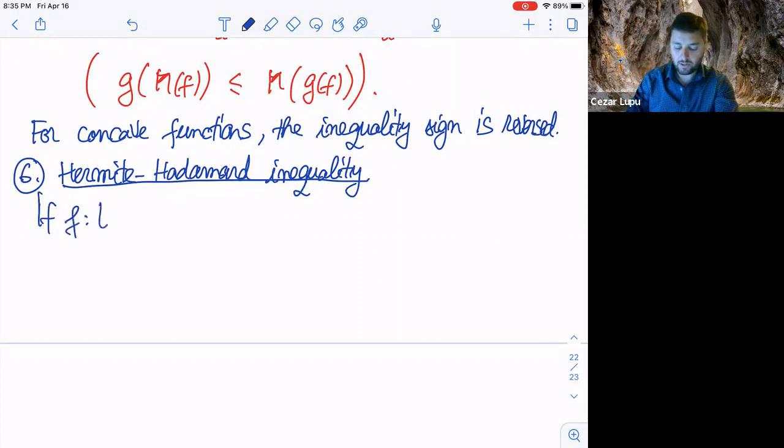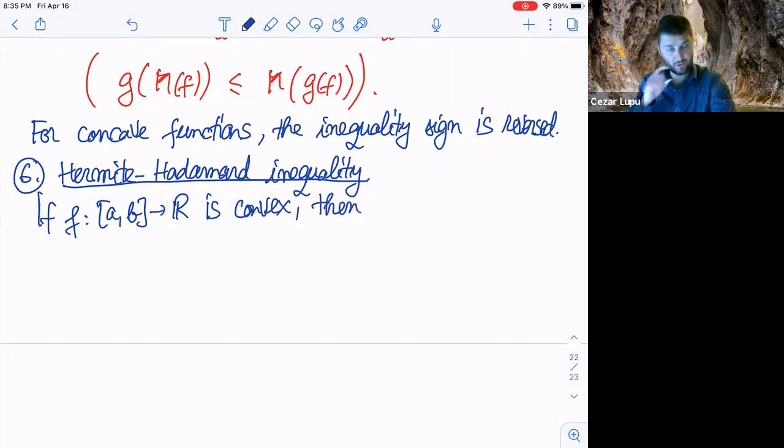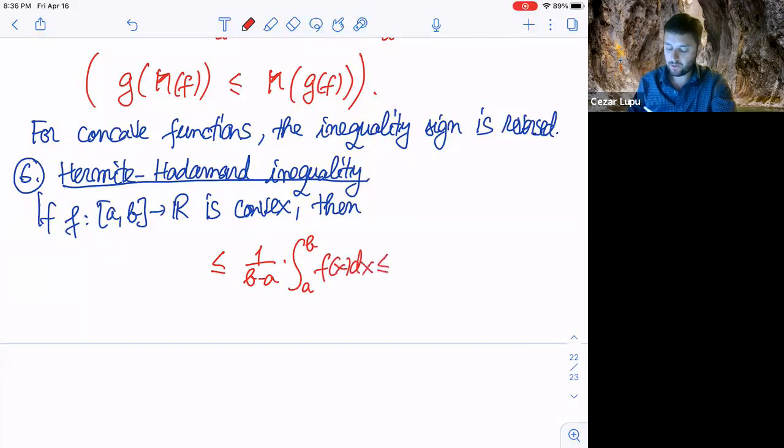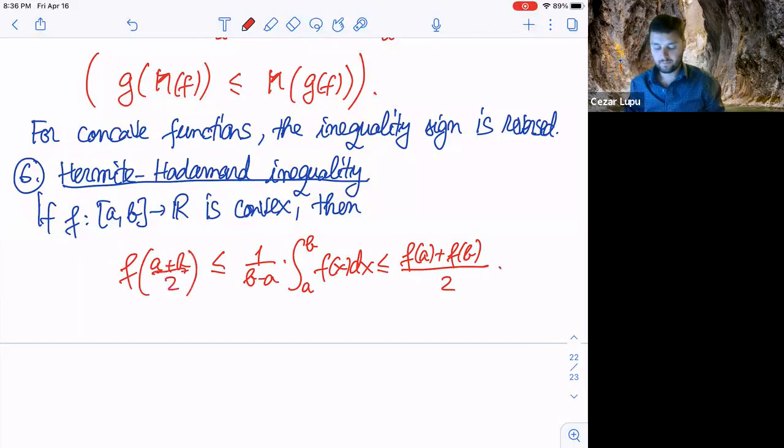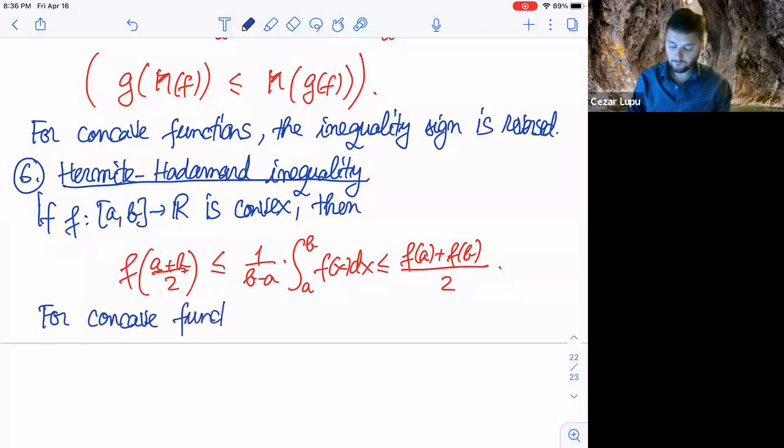If I have a function f, and this is a convex function, defined on an interval [a, b], real valued, then the following inequality holds true. And I want you to look at this carefully. If I put here the average mean of f, well, you know from the discrete case, this will be between the arithmetic mean of f of a and f of b, and f of the arithmetic mean of a and b. And of course, for concave functions, the inequality sign is reversed.